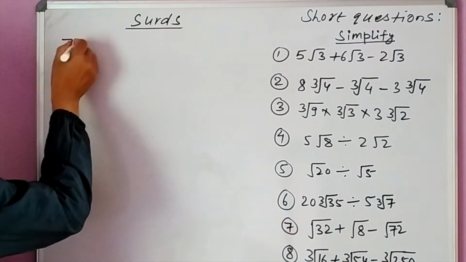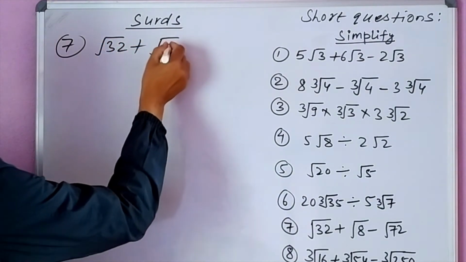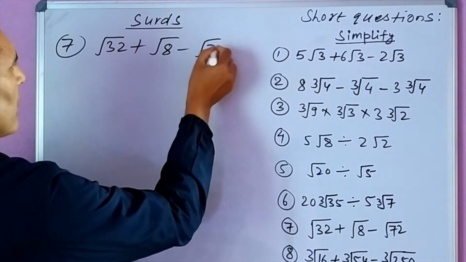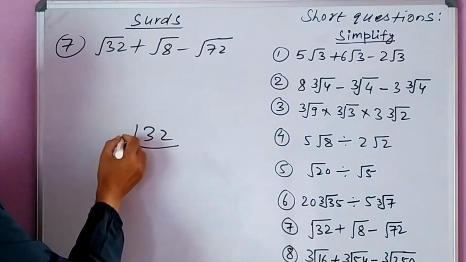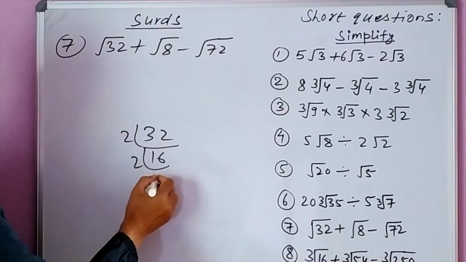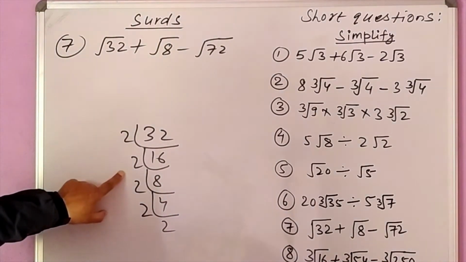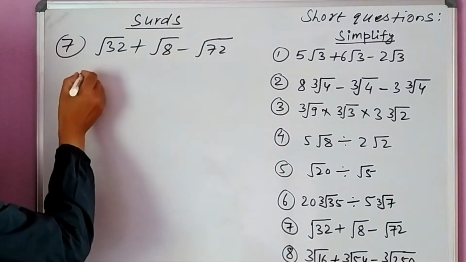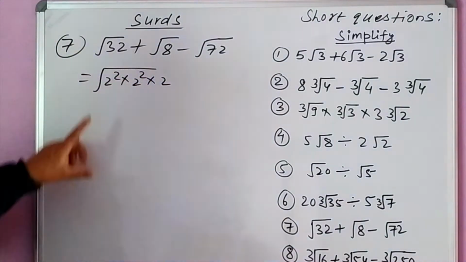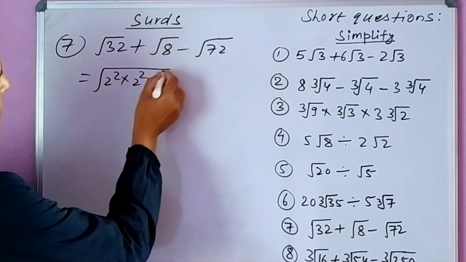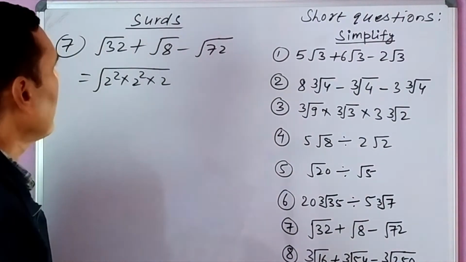Now similarly question number 7: we have square root of 32 plus square root of 8 minus square root of 72. Now under root 32. What are the prime factors of 32? 2, 16 times 2. 16 is 8 times 2, 8 is 4 times 2, 4 is 2 times 2. So 2 square into 2 square into 2. I am writing in the form of squares because it is the square root. Or we can write 16 into 2 also for this. That is 4 square into 2. It is the same thing.